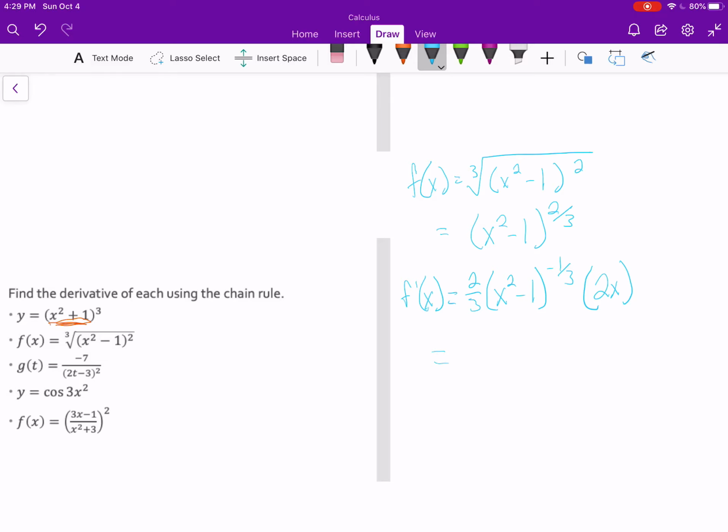Remember, a negative exponent just means it goes in the denominator. So on the top, we're going to have 2 times 2x, which is 4x, over 3 times the cubed root of x squared minus 1. If you don't want to change that exponent of 1/3 to a cube root, that's fine. You could also have 4x over 3 times x squared minus 1 to the 1/3. Both are acceptable.